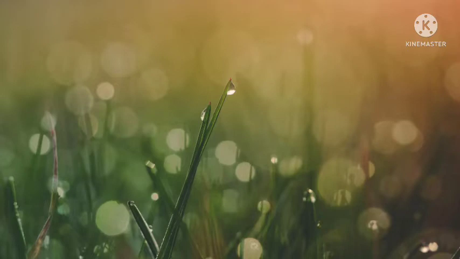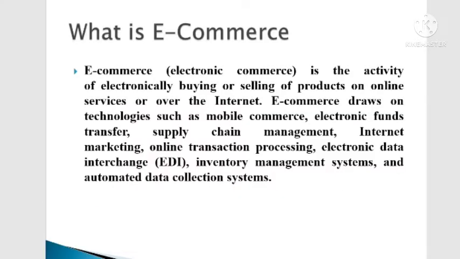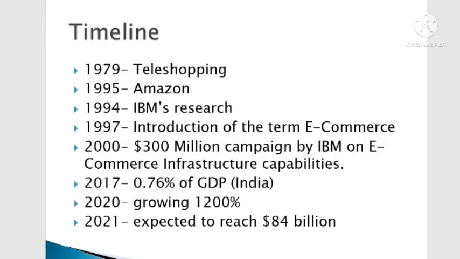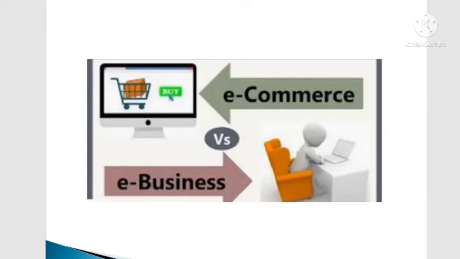Last class we discussed the definition of e-commerce, the scope of e-commerce, the timeline, the history and evolution. Then we also discussed the difference between e-commerce and e-business. E-commerce is just a part of e-business, and e-business activities involve other things as well, like how you are dealing with your suppliers, your distributors, your government, and other stakeholders.